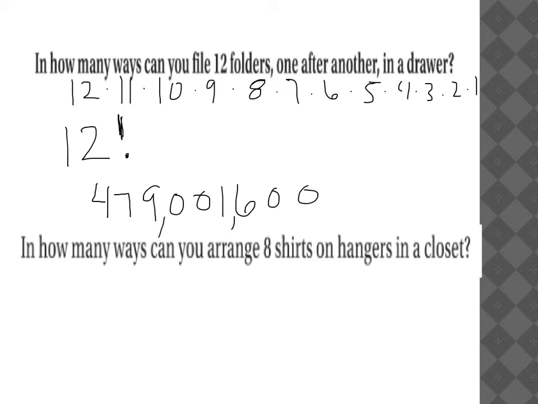So for the last one, I want you to attempt by yourself. So you should have got 40,320. Again, when I'm doing permutation, it's going to be large numbers. The larger my total options are.